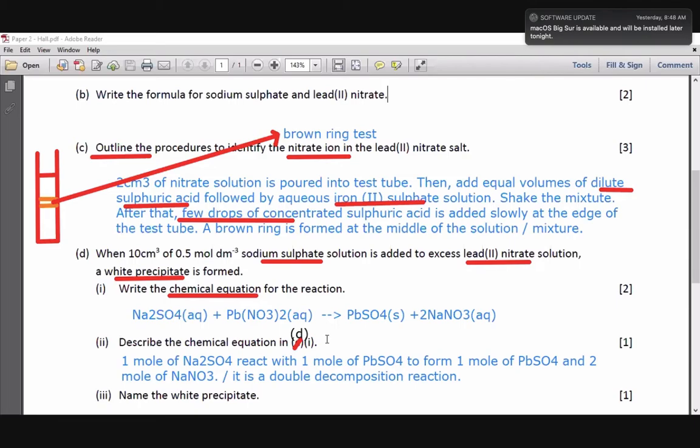And the question asks us to name the white precipitate. Okay, so the precipitate will be lead sulfate. Use the SPM spelling.